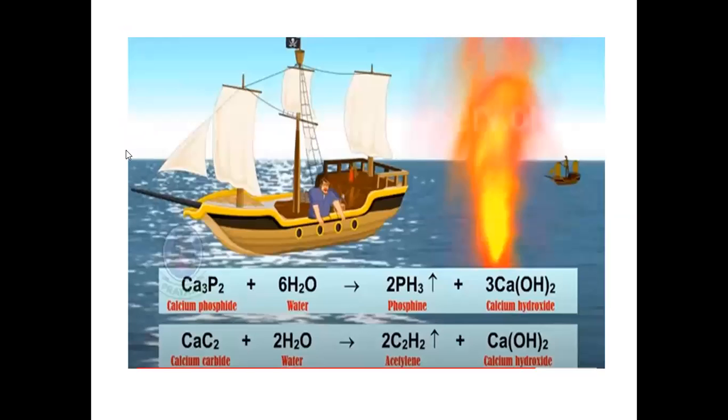See the equation now. Calcium phosphide reacts with water to give phosphine and calcium hydroxide. Similarly, calcium carbide reacts with water to give acetylene and calcium hydroxide. The liberated phosphine ignites the acetylene also, giving a red signal and a huge amount of smoke. This gives the signal for approaching ships. This we call the home signal.